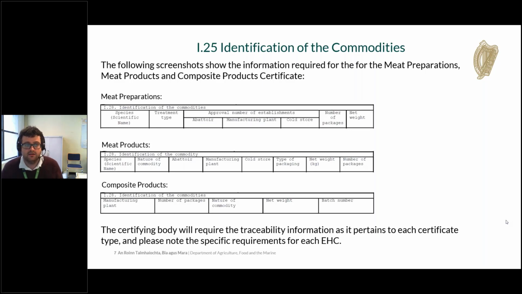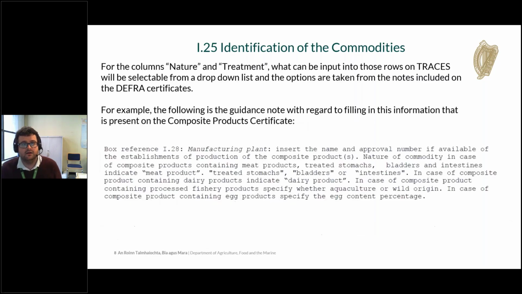But again, it's just that you will need that information so that you can proceed, so that you can input that into that system. And you also need to provide the supporting documents so the veterinary office can check the information. And then again, for the identification of commodities box, the columns nature and treatment, what can be input on Traces on those rows is selectable from a drop-down list. So you don't need to know from scratch exactly what's needed.